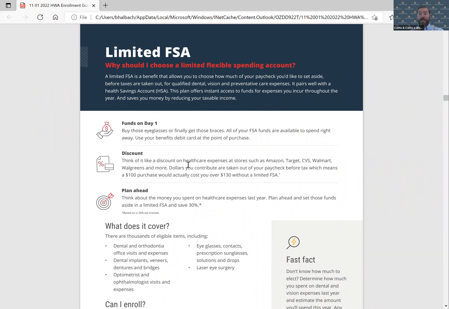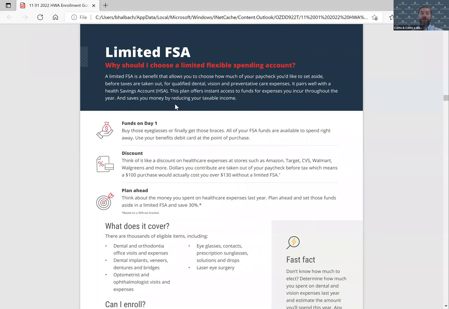But an HSA participant has one other option, a limited FSA, and it is limited in that it's dental and vision only. So for example, my medical expenses that I put money into my HSA account, if I worked for HWA, lots of acronyms here, then I would get $160 into my HSA bank account.